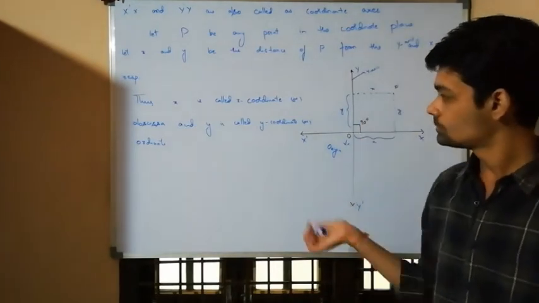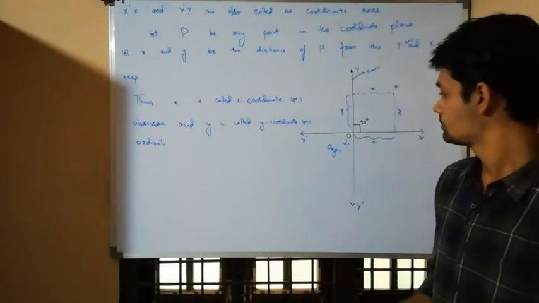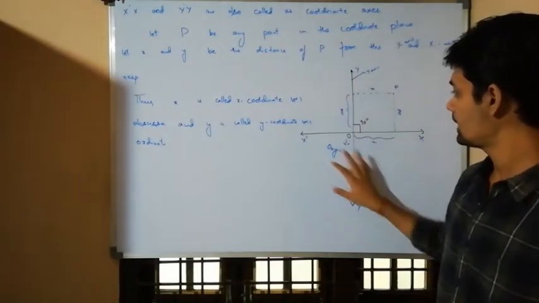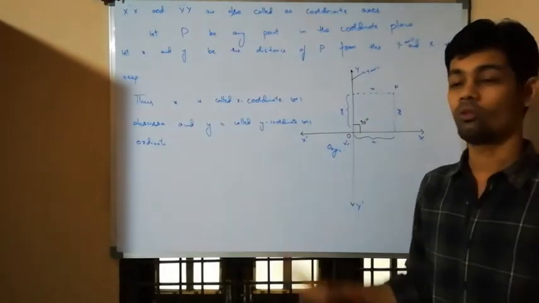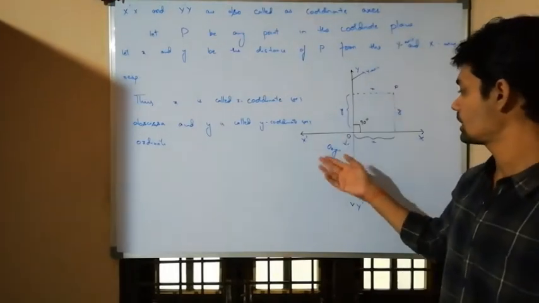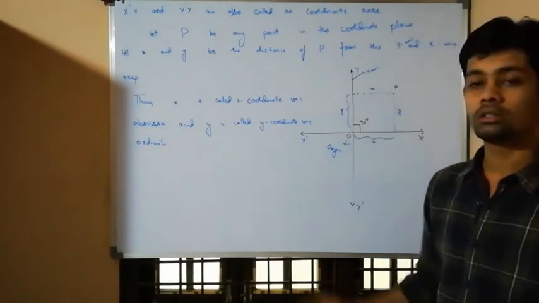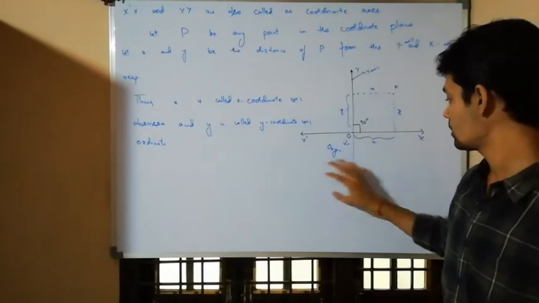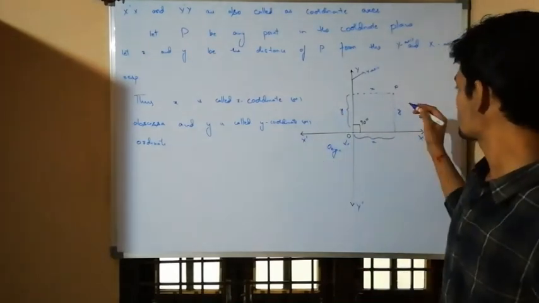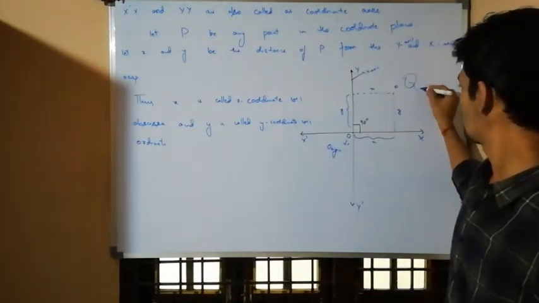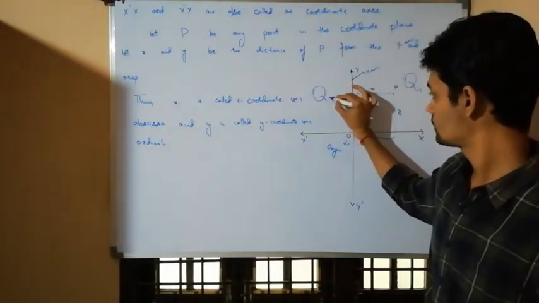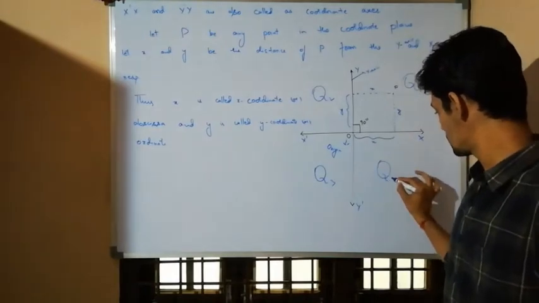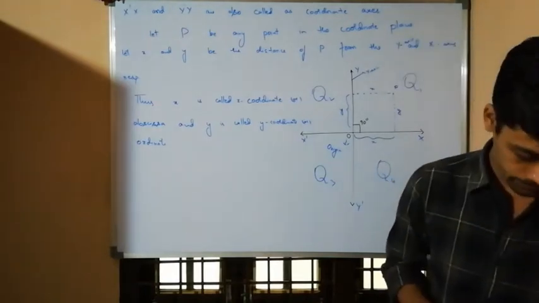Now, these perpendicular lines divide the entire plane into 4 equal parts. 1, 2, 3, 4. These parts are called quadrants. Let us denote them as the first quadrant, second quadrant, third quadrant, fourth quadrant. So let us take this one as Q1, Q2, Q3, Q4.